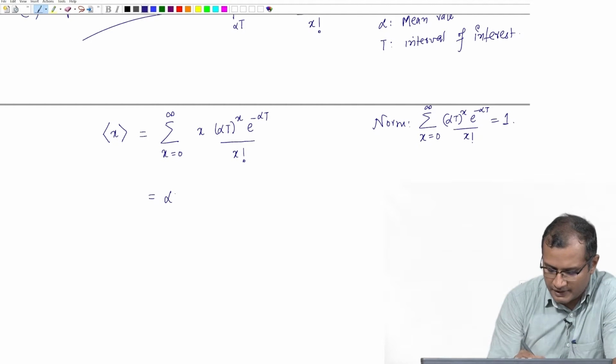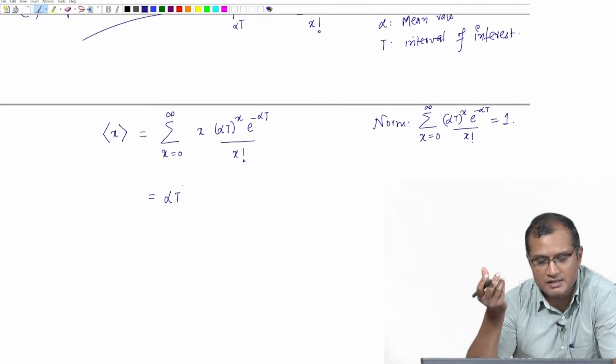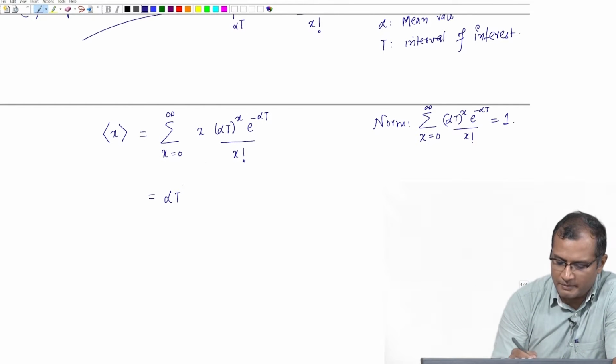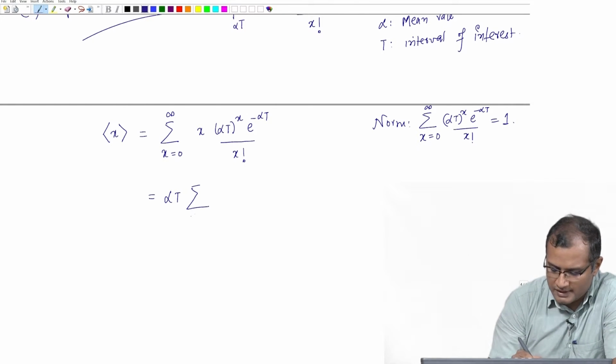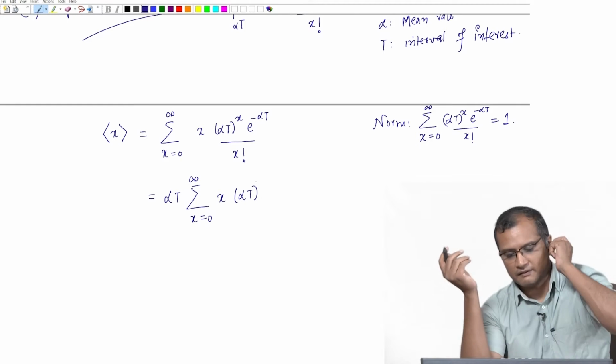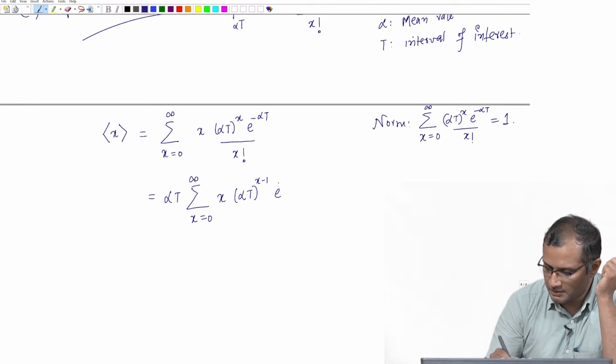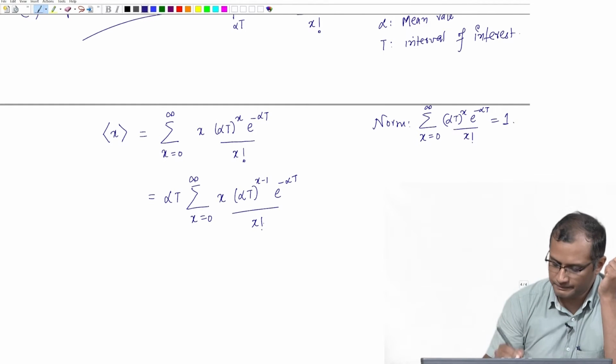I will write an alpha t outside, because this is a constant, alpha is a constant, t is a constant, does not depend on x. So, I multiply it by alpha and look what this does. To accommodate the multiplication by alpha, I have just taken the power here as x minus 1, e raised to minus alpha t over x factorial.